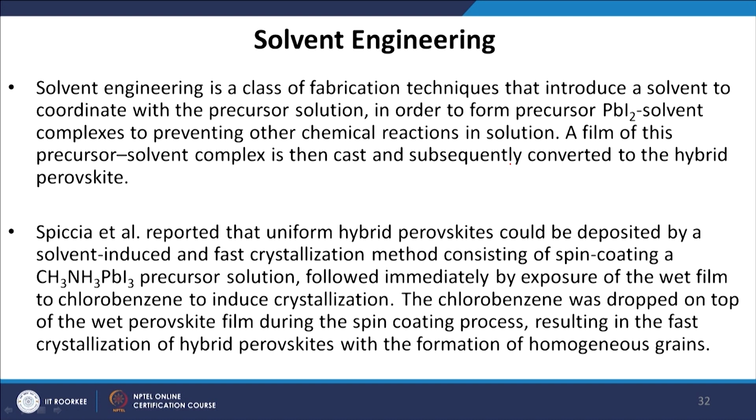Seok et al. reported that uniform hybrid perovskite could be deposited by a solvent induced fast crystallization method, consisting of spin coating a CH3NH3 lead iodide precursor solution followed immediately by exposure of the wet film to chlorobenzene to induce crystallization. The chlorobenzene was dropped on top of the wet perovskite film during the spin coating process, resulting in the fast crystallization of hybrid perovskite with the formation of homogeneous grains.